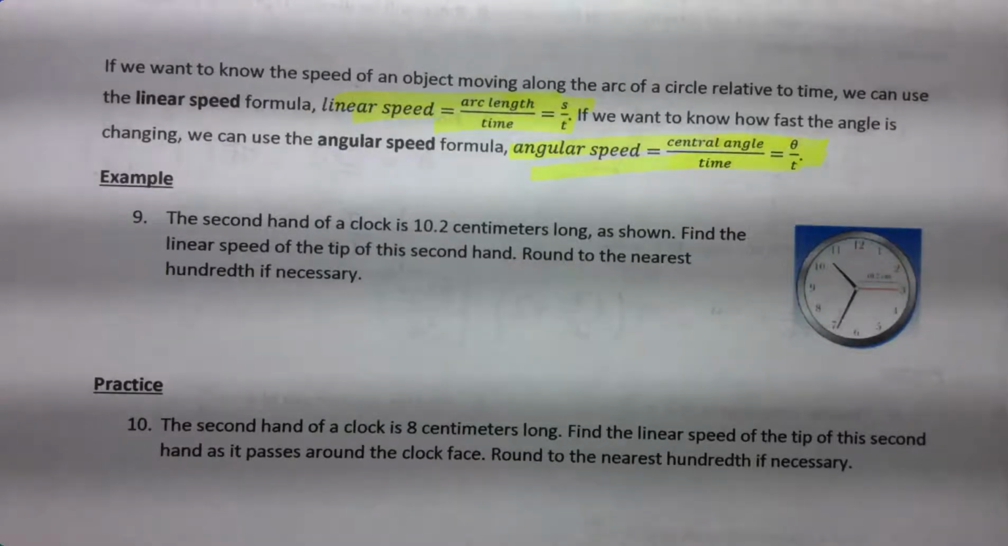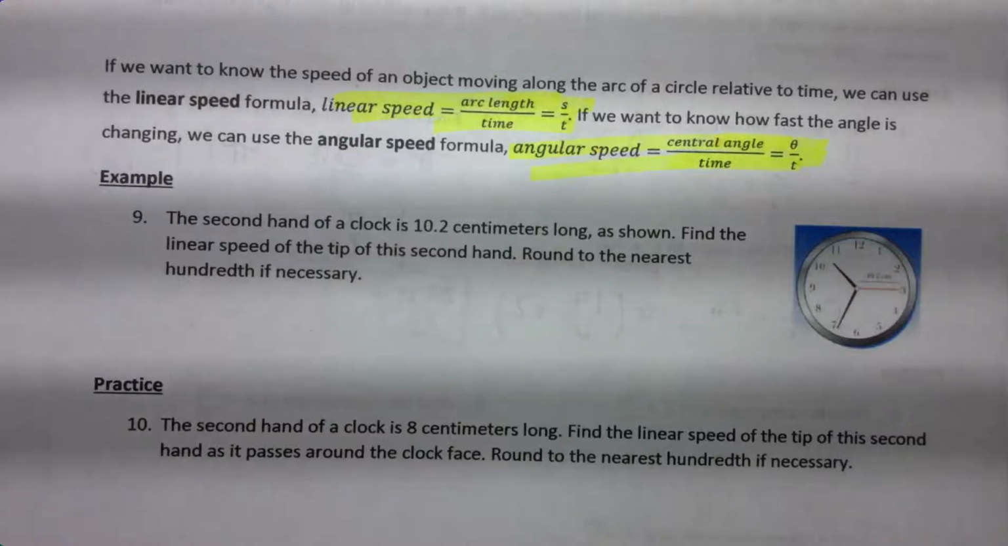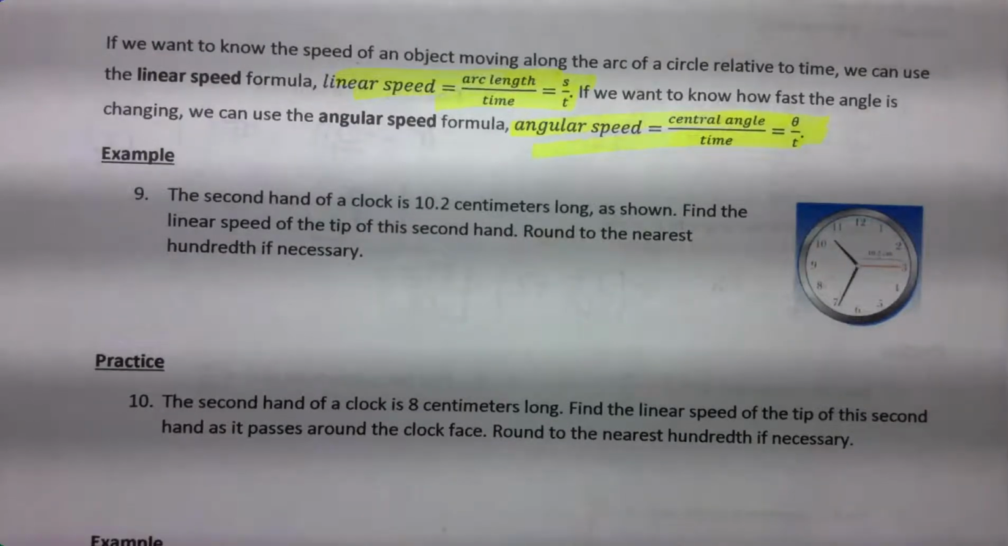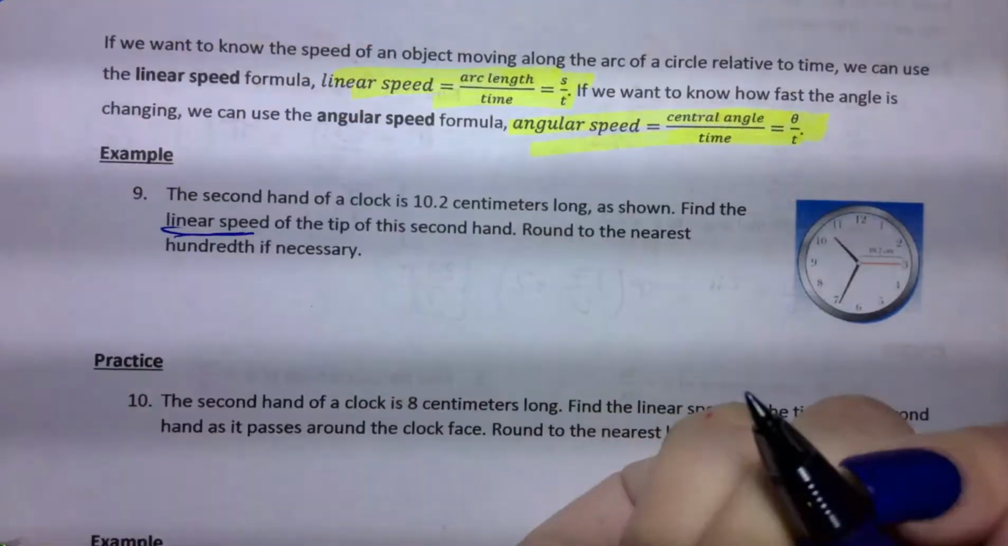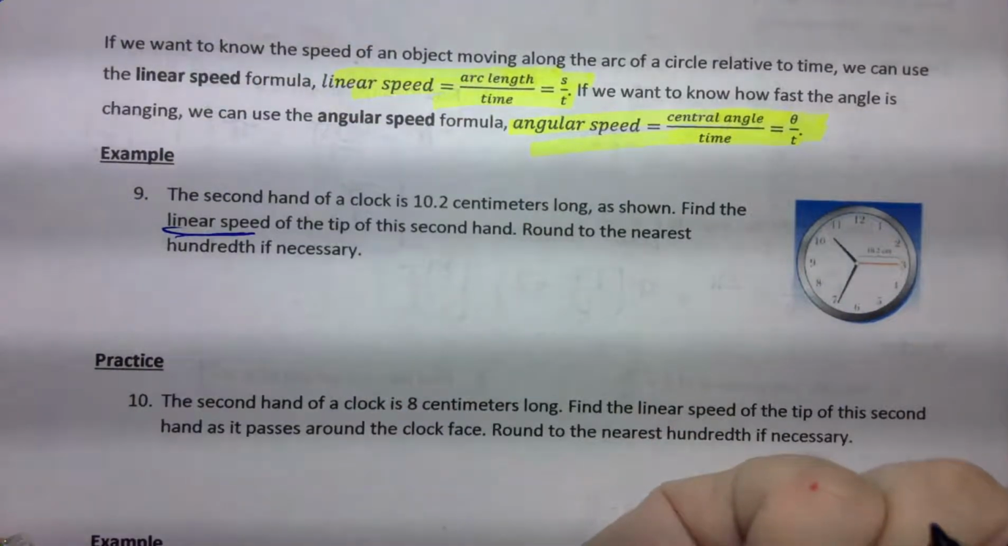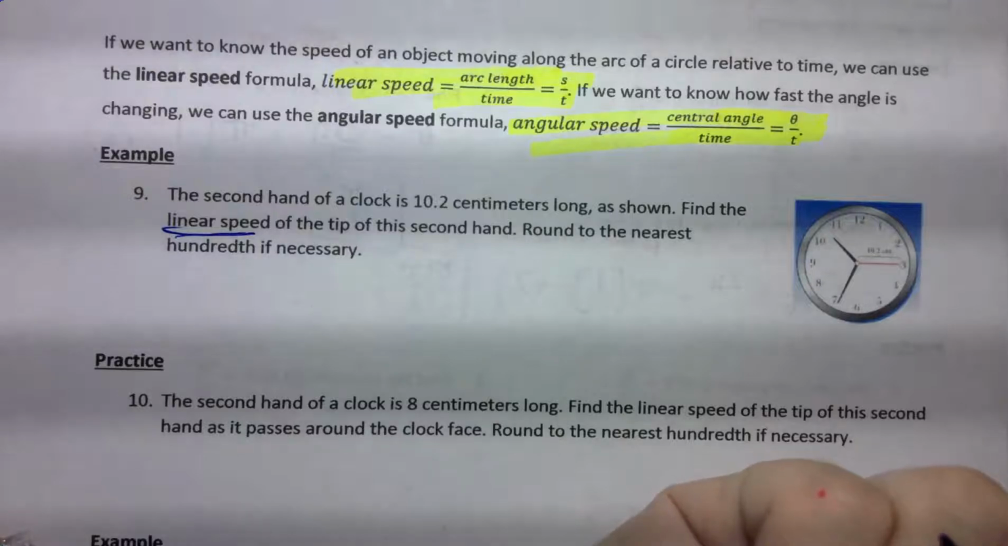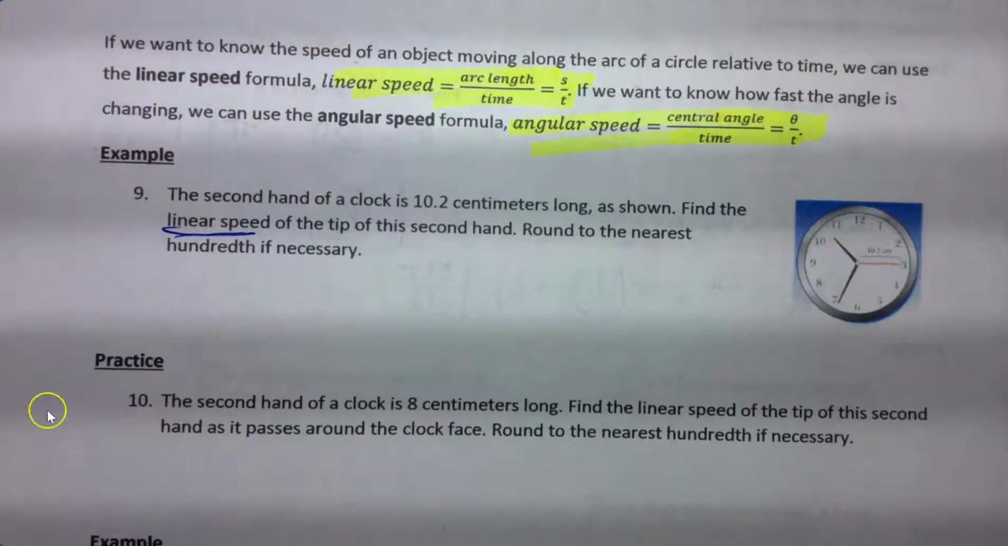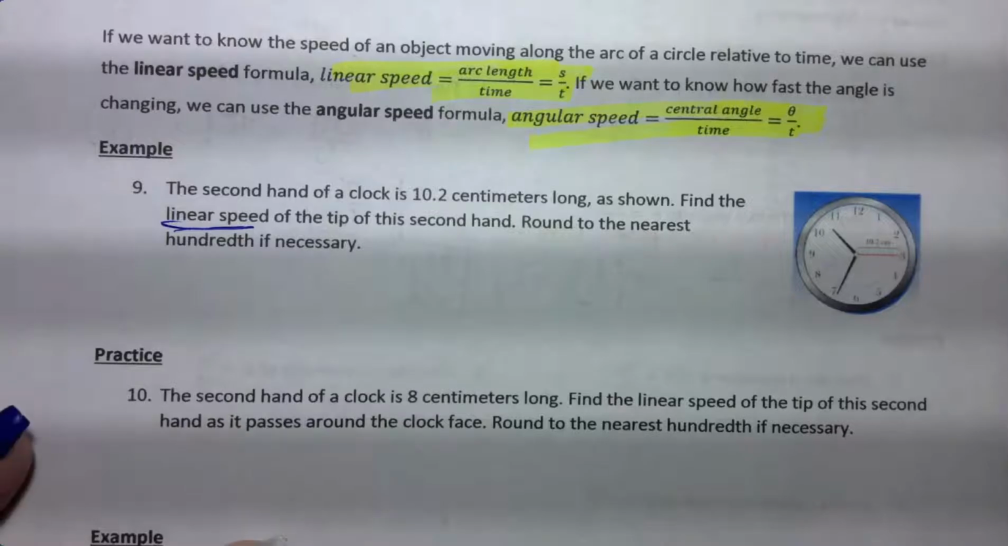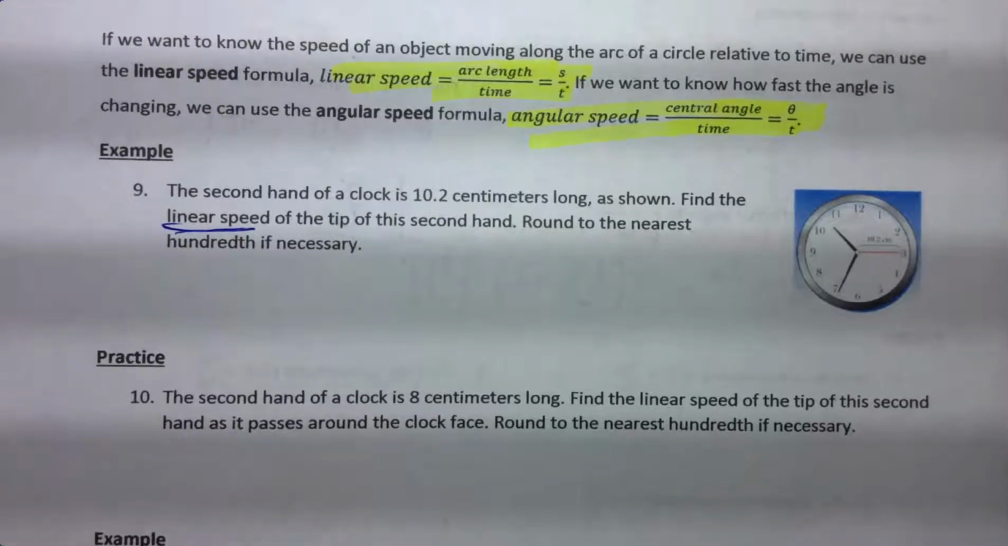Find the linear speed of the tip of this second hand and round to the nearest hundredth if necessary. So this one is looking for linear speed. I am going to find my arc length. For this problem, I am going to figure out my arc length.